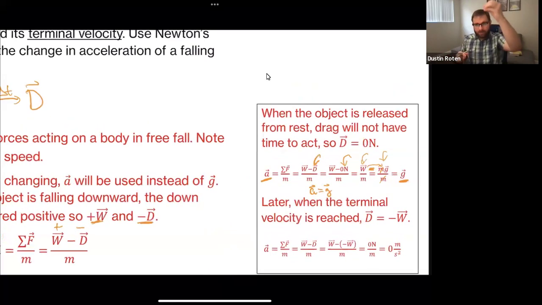But now as we're falling and speeding up, we know that there's going to be more and more drag. So at some point, we know that these things are going to be equal and opposite, which is literally what I have written here. Drag equals the same value as weight, but in the opposite direction. So look at what happens when we do that.